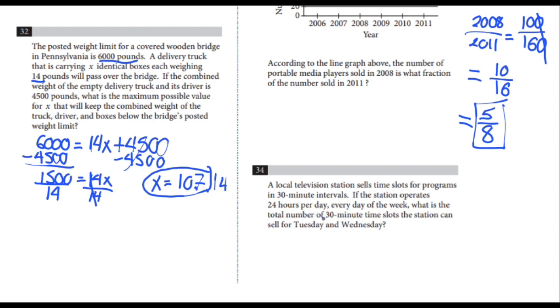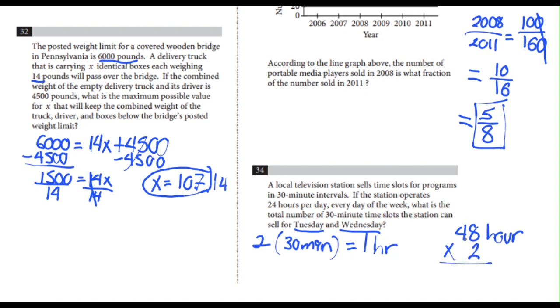So we know that in 30 minutes, we'll have 2 intervals of this per hour. So there's 2 30-minute time slots within each hour. Between Tuesday and Wednesday, which is 2 days, there's a total of 48 hours. So we know that for 1 hour, that's 2 30-minute time slots. For 48 hours, all we have to do is multiply this number by 2, and that tells us the number of time slots within those 2 days, which is 96 time slots in total.